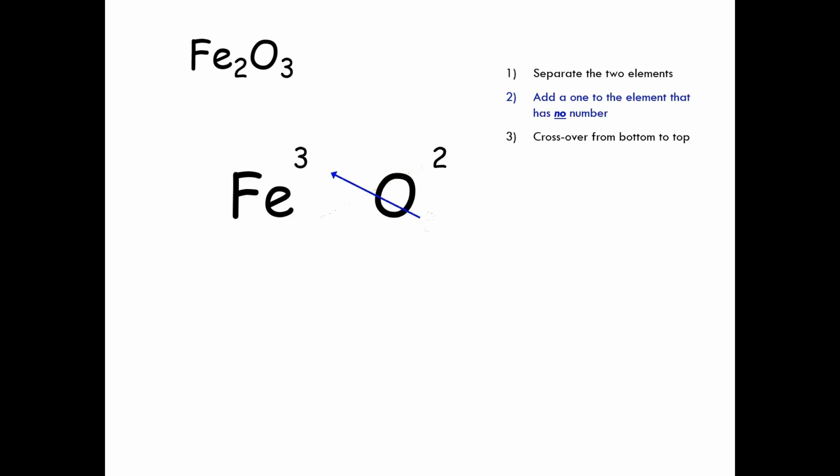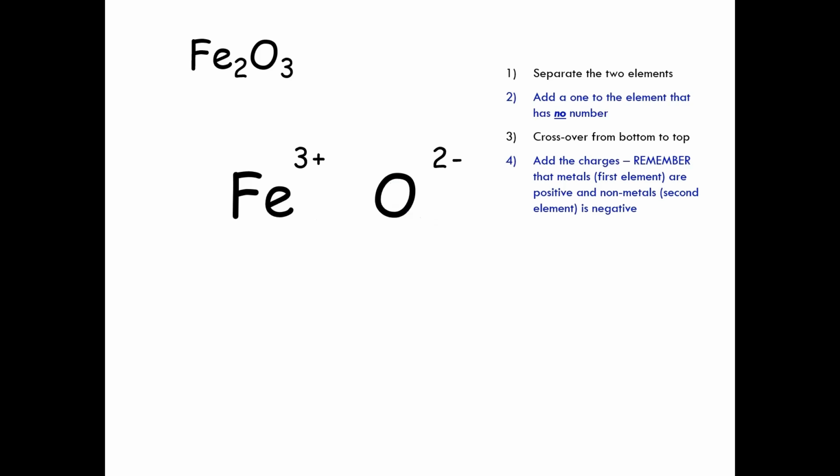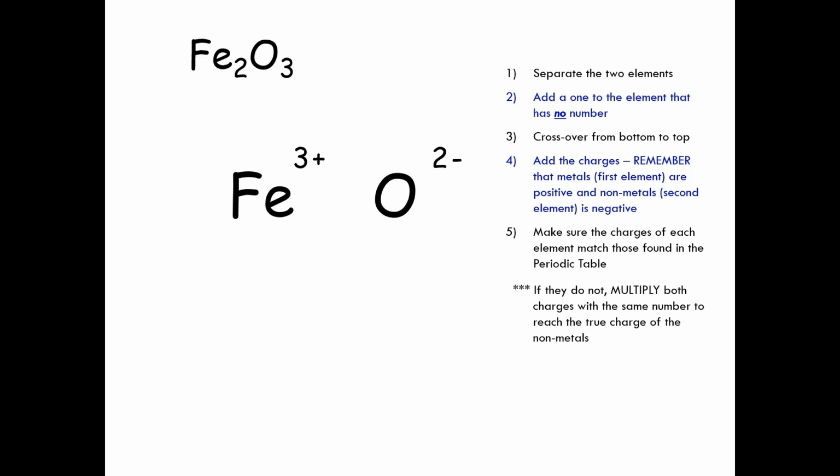So we separate the compounds, add a 1 to any element that has no number. Both of these elements have numbers, and so we can ignore rule number 2. Cross these values up from bottom to top. Apply the charges. Make sure these charges match those on the periodic table. And in fact, they do match those on the periodic table. And so we can move on to rule number 6.